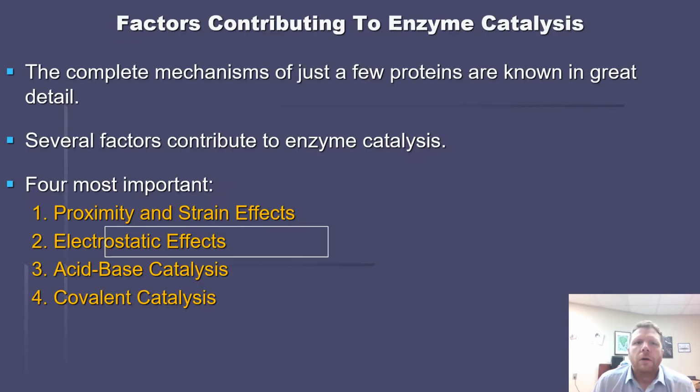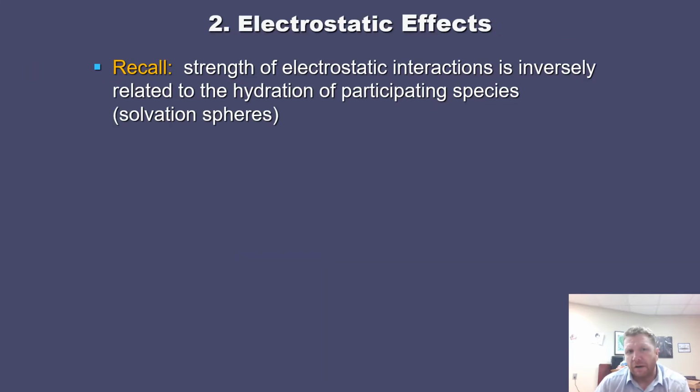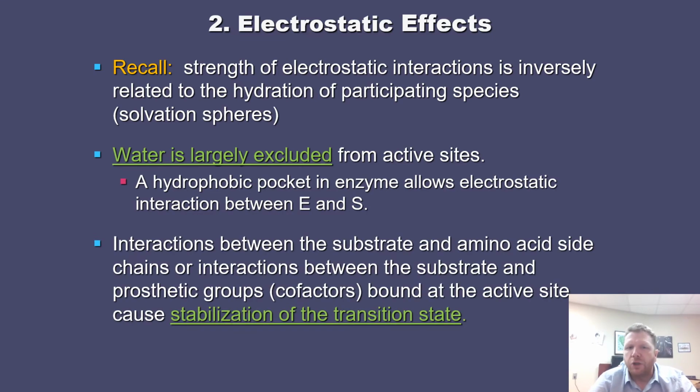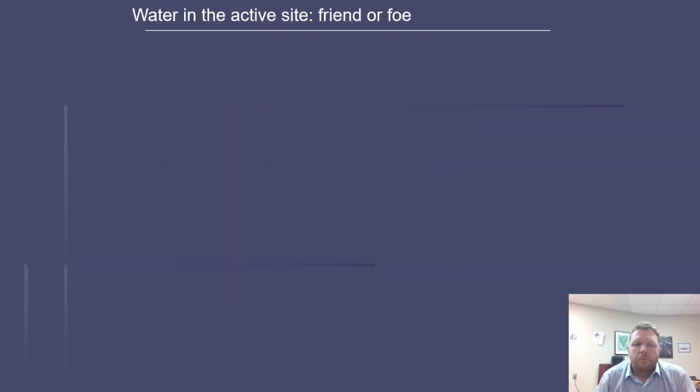Now, next up are electrostatic effects. They contribute to enzyme catalysis. So electrostatic effects, recall that the strength of an electrostatic interaction is inversely related to the hydration of participating species. So water is largely going to be excluded from active sites. So a hydrophobic pocket in the enzyme allows electrostatic interaction between the enzyme and substrate. Interactions between the substrate and amino acid side chains, or interactions between the substrate and prosthetic groups bound at an active site, are going to stabilize that transition state.